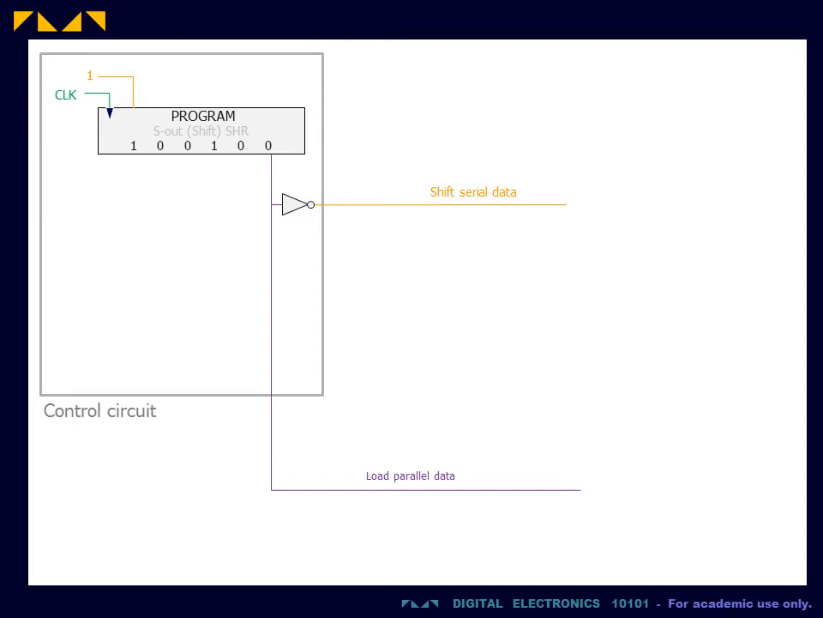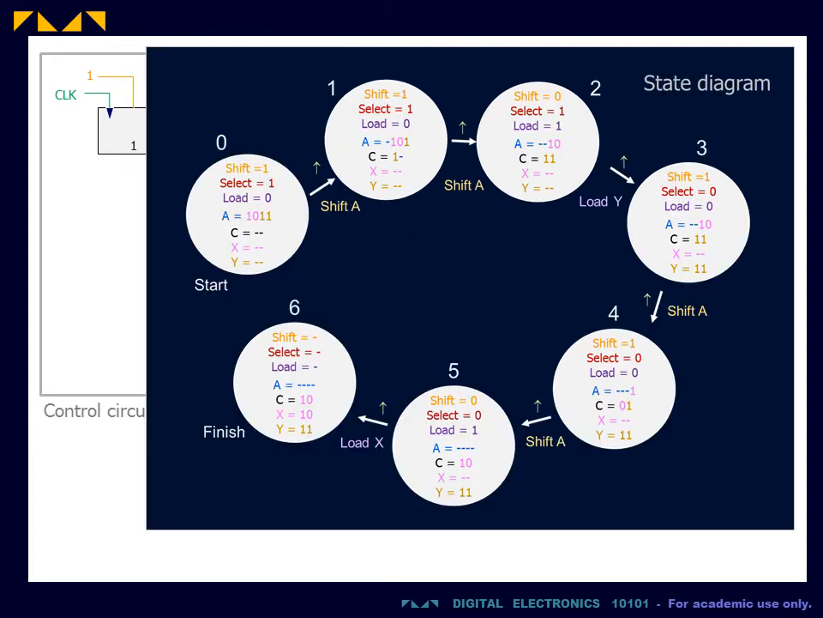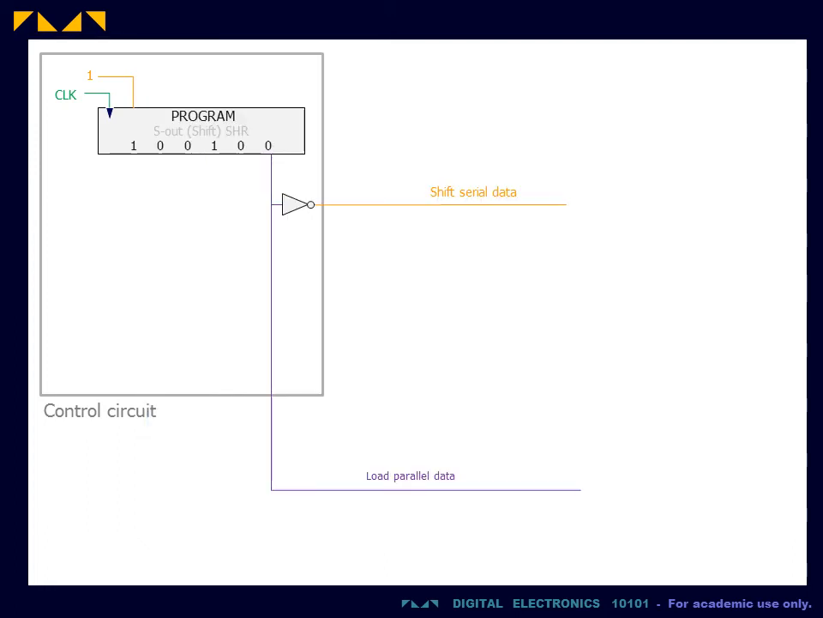The first is for the shift and the load. We will use 0 for a shift and 1 for a load. As seen from the state diagram, the required sequence of bits would be shift, shift, load, shift, shift, load. This control register is called the program register.